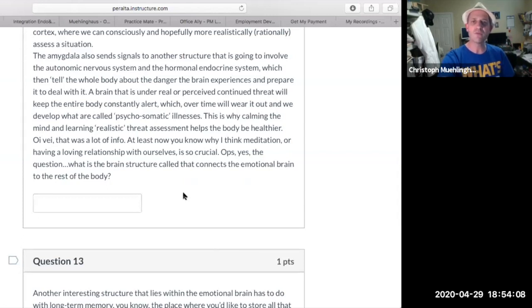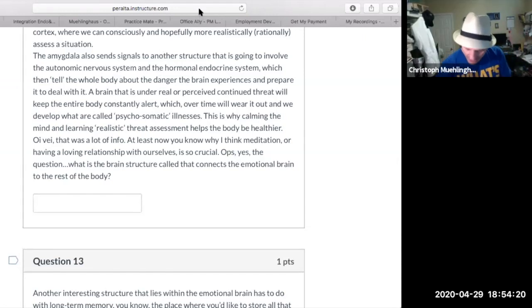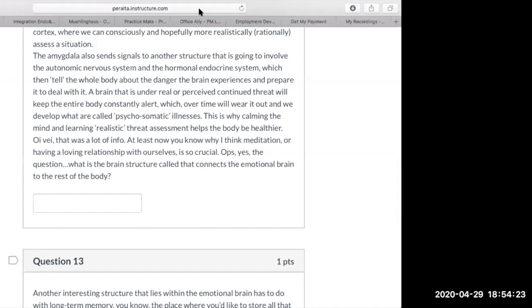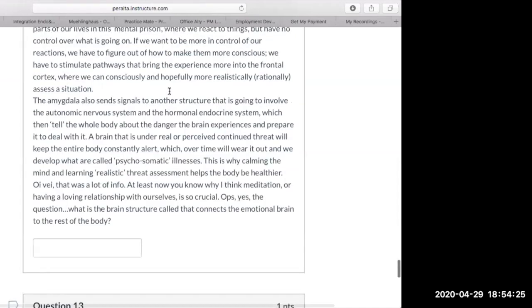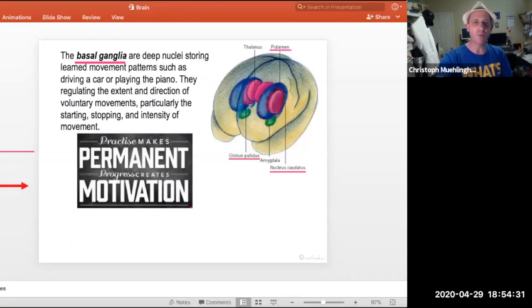Okay, that's a lot of information. What is the brain structure called that connects the emotional brain to the rest of the body? Hypothalamus. Hypothalamus. That was Catherine, right? Yeah. Good. But that question, you got that, because that's very, very important to understand how the brain works with that.